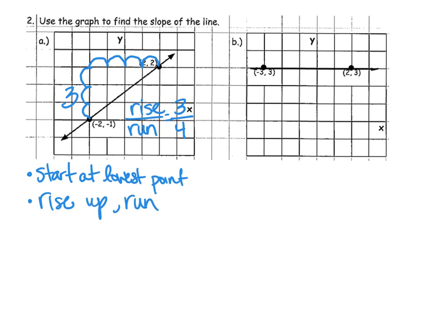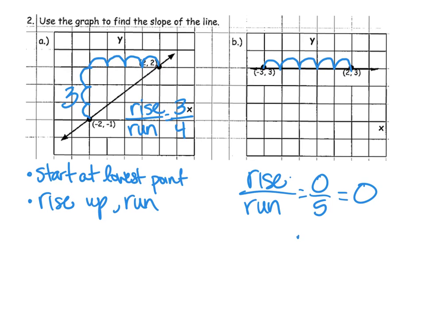Let's go to B. All right. Start at the lowest point. Well, it's a flat line, so there's nowhere to rise. Rise, nothing. I can't rise. So I'm going to rise actually 0, guys. I can't go up. I can't go down. Nothing. But I'm going to run 1, 2, 3, 4, 5. 0 divided by 5 is 0. And we are going to call this a flat line. It is a 0 slope. Okay? It's a flat line, and it's a 0 slope.